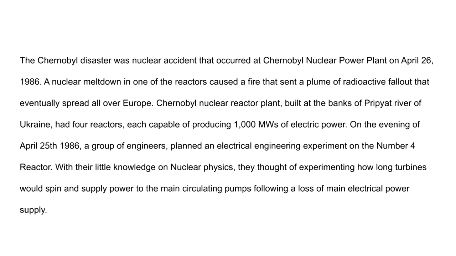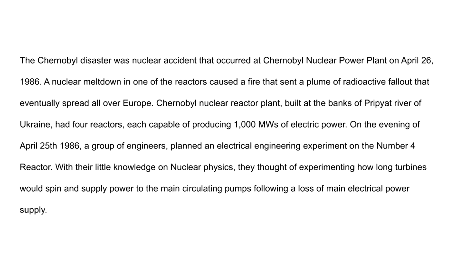The Chernobyl disaster was a nuclear accident that occurred at the Chernobyl nuclear power plant on April 26, 1986. A nuclear meltdown in one of the reactors caused a fire that sent a plume of radioactive fallout that eventually spread all over Europe. The Chernobyl nuclear power plant, built on the banks of the Pripyat River in Ukraine, had 4 reactors, each capable of producing 1,000 megawatts of electric power.